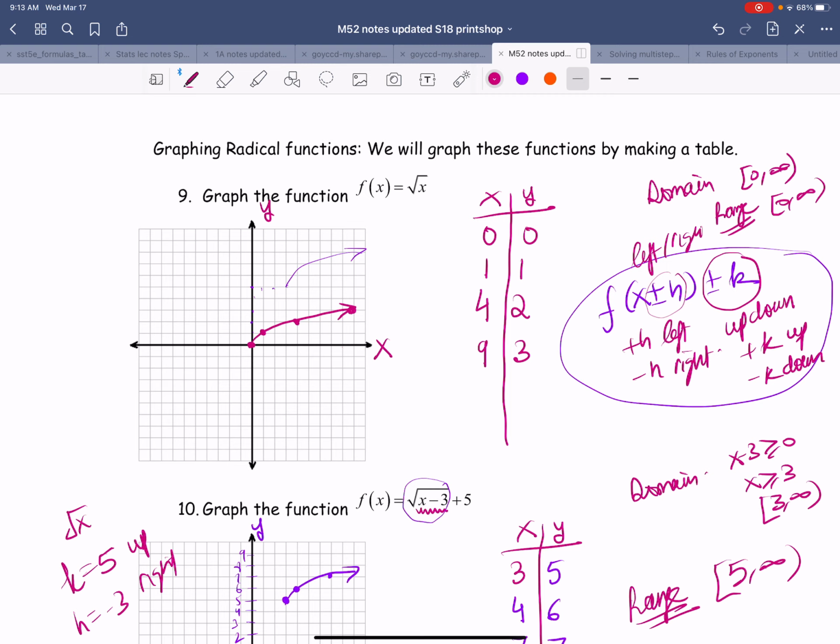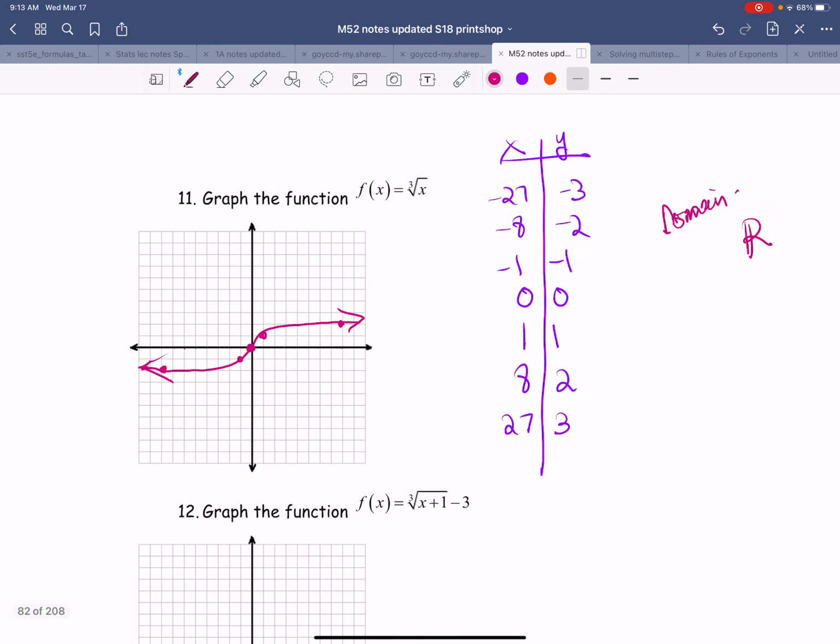Range are the y values, domain are the x values. Input values or x values are called the domain. Output values or the y values are called the range. Domain is all real numbers and range is also all real numbers here.